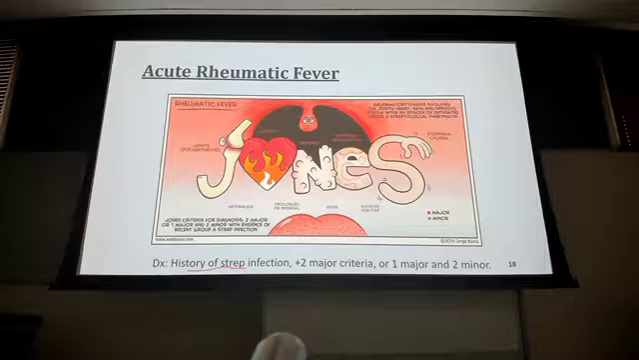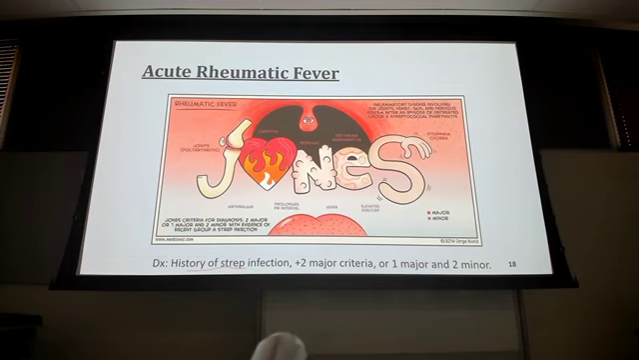If you have not had a strep infection recently, you cannot have acute rheumatic fever. Okay? So you have to have that history of strep. Then, once you've delineated that they have had that history of strep, then to be positive according to Jones, you just need 2 major criteria or 1 major, 2 minor.